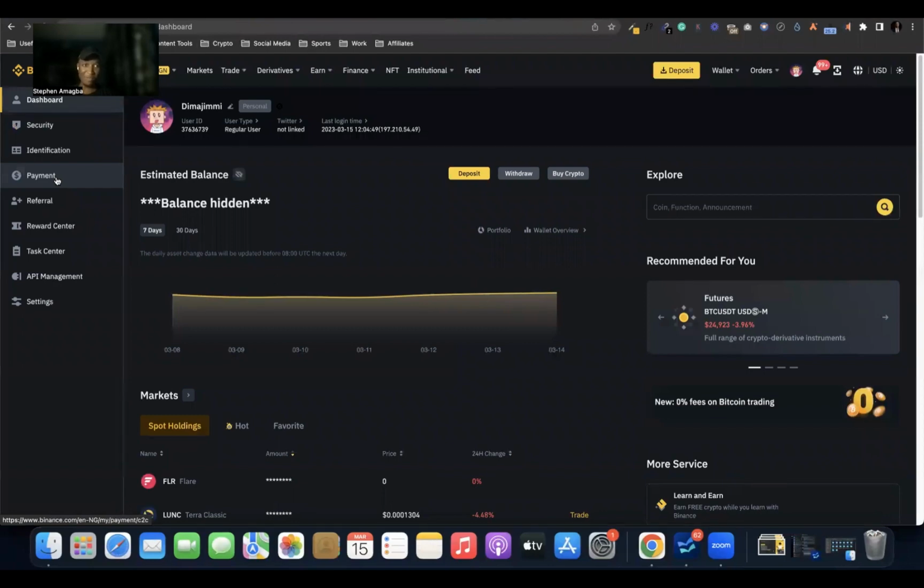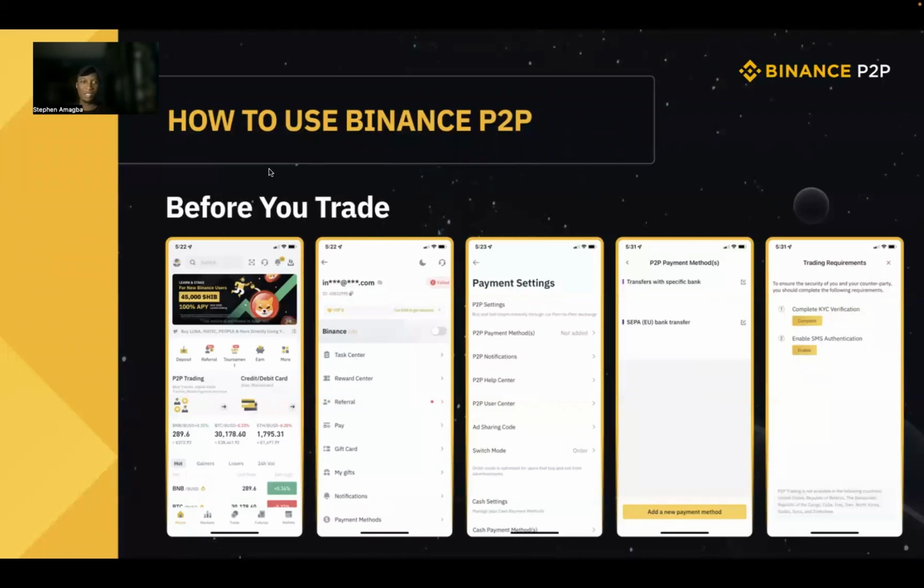So you add whatever payment methods you want to use in buying or selling cryptocurrencies, be it your bank account, your Skrill or whatever. Okay. So that's basically how you add that. All right, let's get back to the slide. So now this is basically a rundown of how you do it on the app.